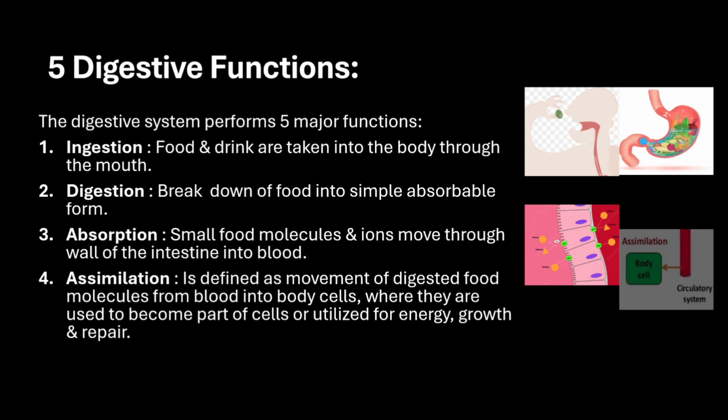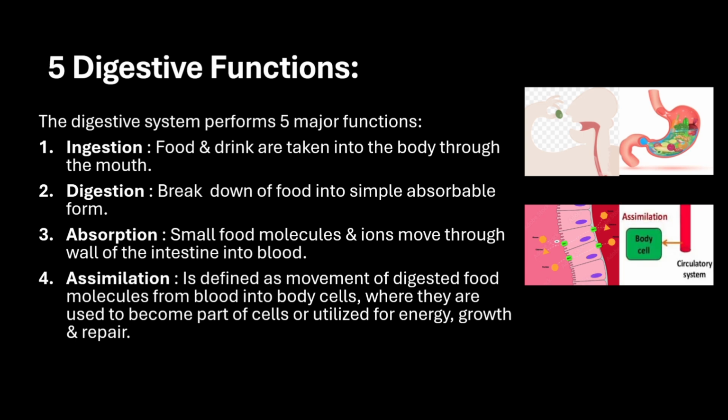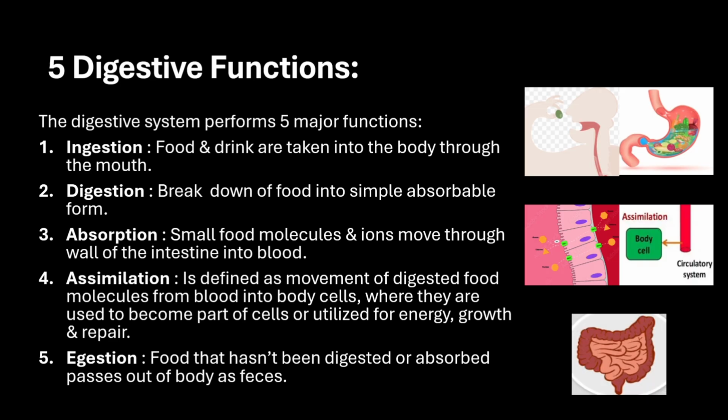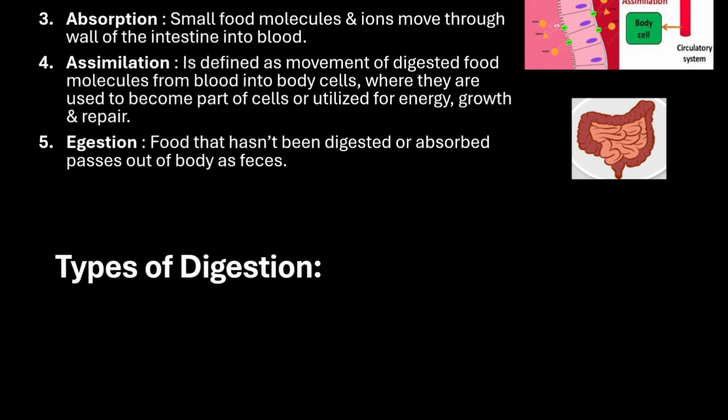Assimilation is a very important process in this. It is defined as the movement of digested food molecules from the blood into our body cells, where they become part of cells or can be utilized for energy, growth, and repair. Egestion is the final process, which is very simple. The food that hasn't been digested or absorbed by our body passes out of the body as feces, which is known as egestion. Now let's move on to the types of digestion which take place in our digestive system.